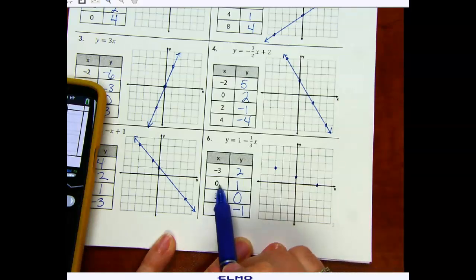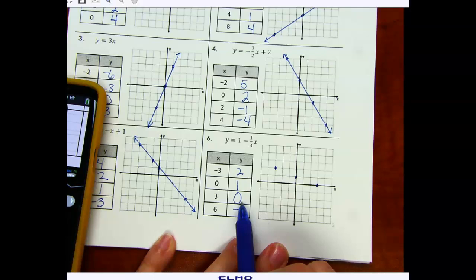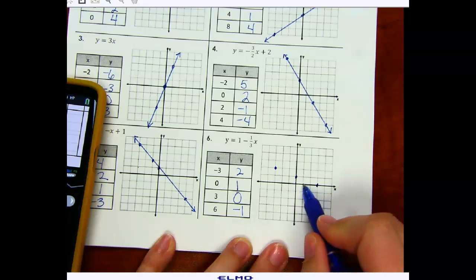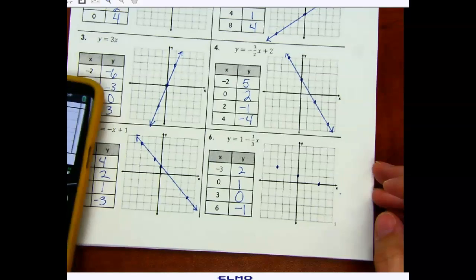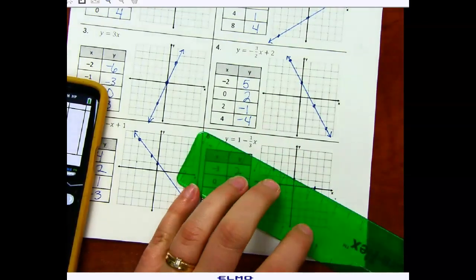So a 0 here says don't go left or right. A 0 in the y says don't go up or down. So make sure you're not getting those backwards. And then 6 would be 1, 2, 3, 4, 5, 6, like out here, and down 1. So it would be right about here. So let's draw that in.